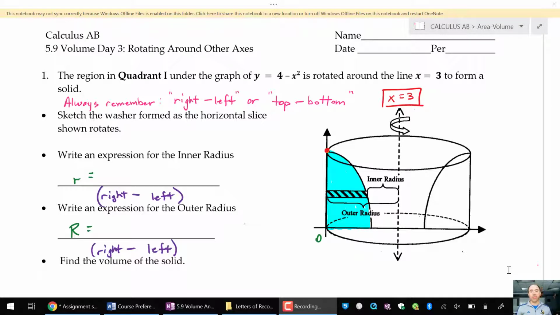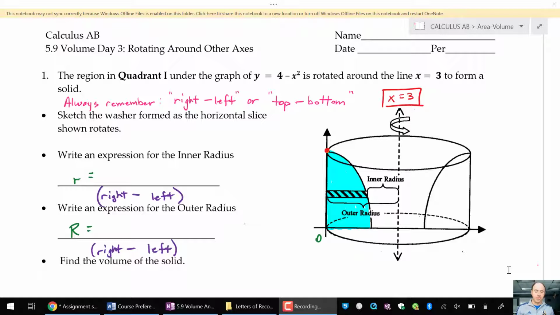The good news is that the formulas for disk and washer are going to be the same throughout. What's tricky here is just to remember that we always go right minus left or top minus bottom, and it's not going to be simply function to 0, function to 0. It might be function to -5 or function down to -10. And so we'll see where these different axes of rotation exist.